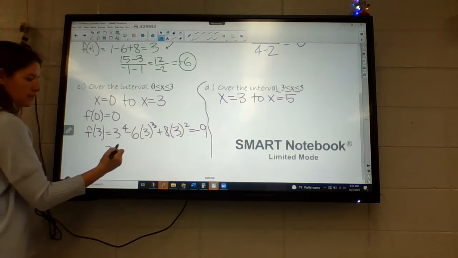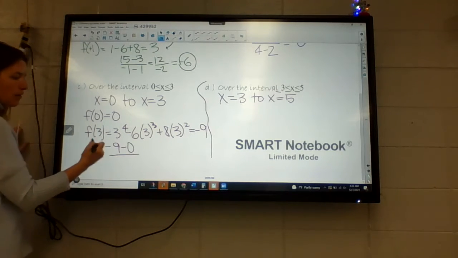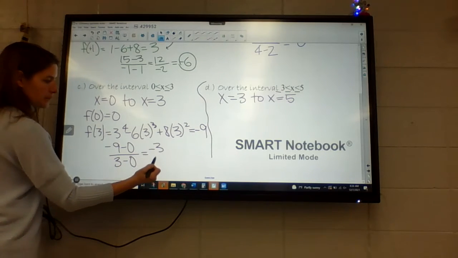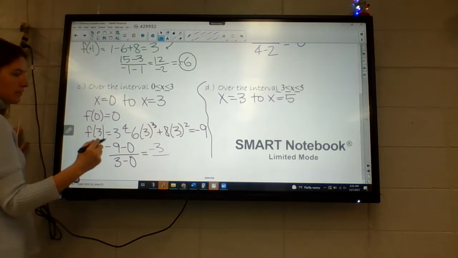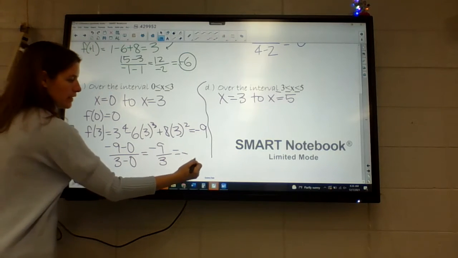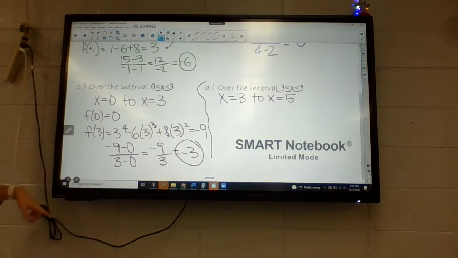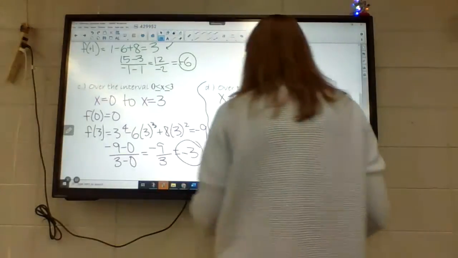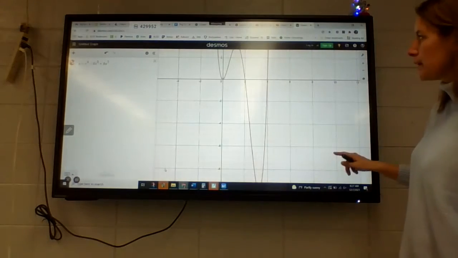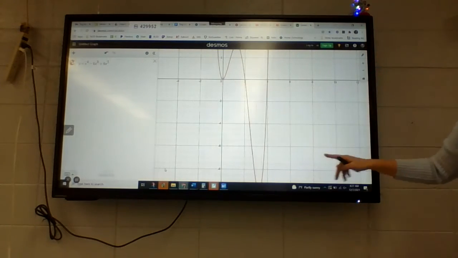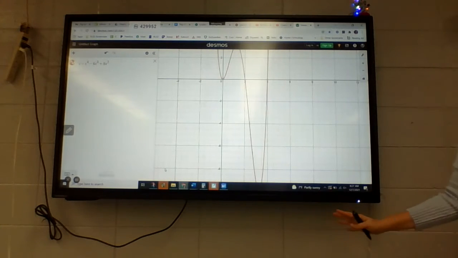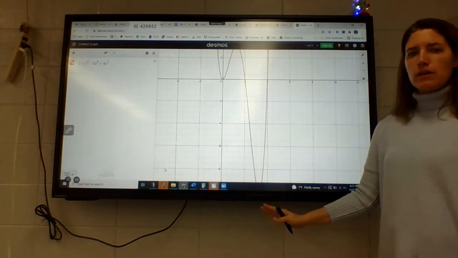So -9 minus 0 over 3 minus 0. I'm sorry, -9 over 3. So this will be a -3 as my slope. And again, going back to our graph, from 0 to 3, 0 down to 3 is way down here. That makes sense. You know, we're going downhill.